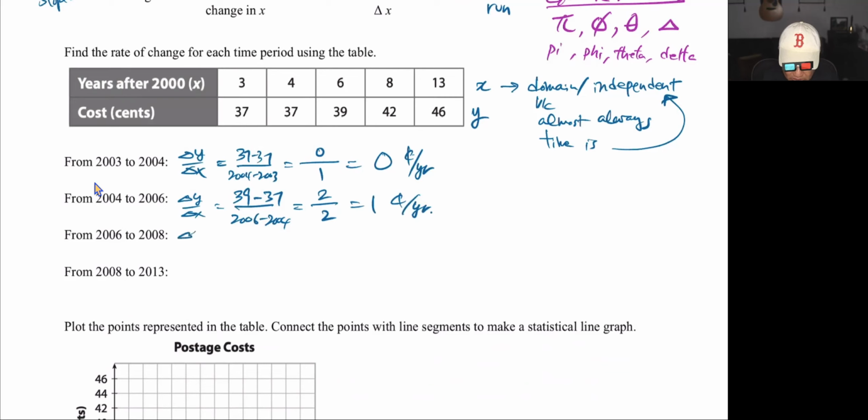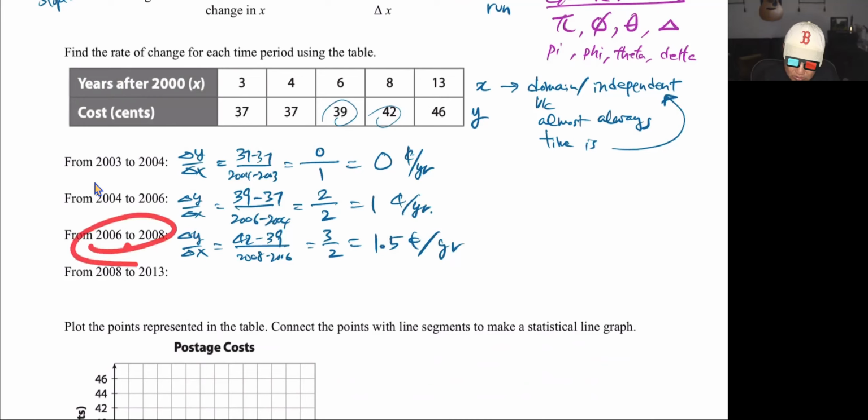And changing y and changing x from 2006 to 2008, that's 2 years. So we know that that's like 2008 minus 2006, right? 42 minus, yep, 39, that's 3. That's 1.5 cents change on average over a year for the period of 2 years, right? That's how much it changed. So slope tells you the average rate of change in this case, right? The rate, or you could say rate of change over unit time, which is in this case 1 year.